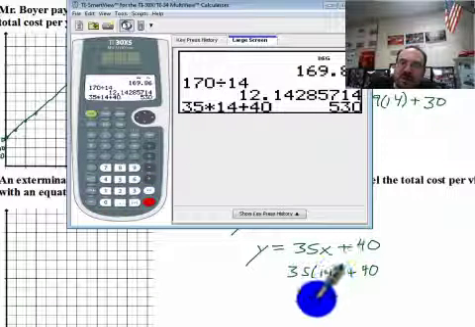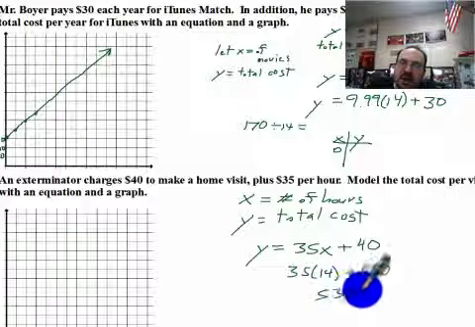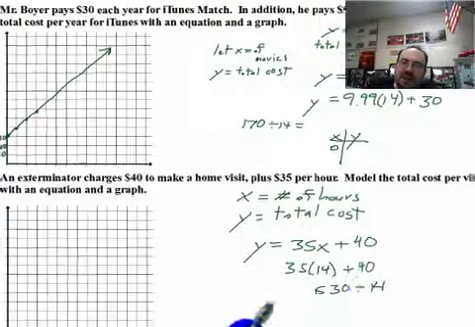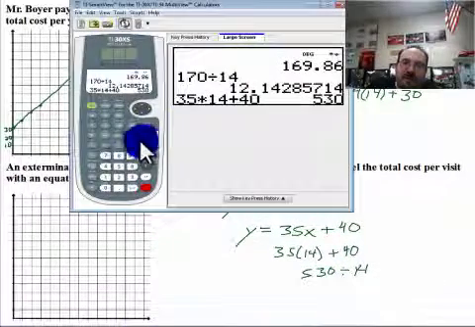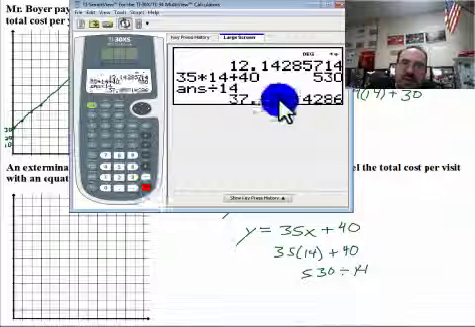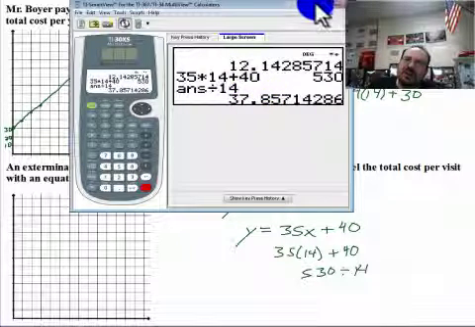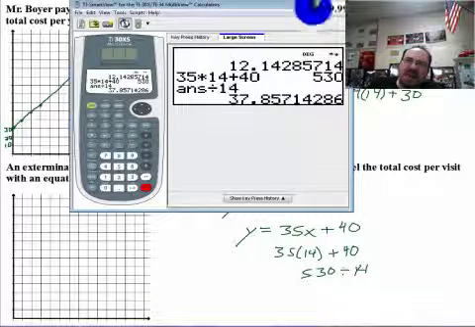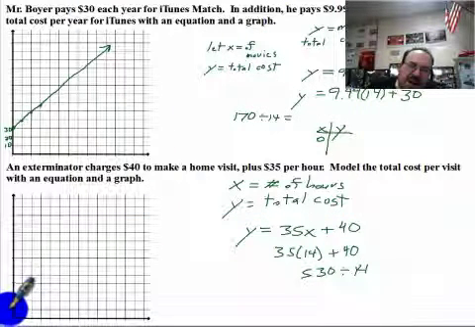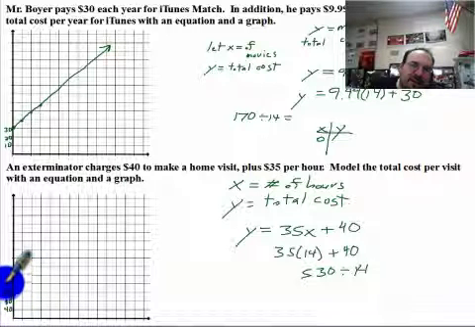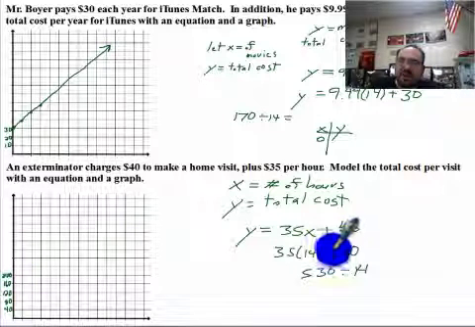Okay, 35 times 14 plus 40. And that gives me 530, okay? And then I had 14 spaces, so if I divide that by 14, I end up with 37. So I guess I could go by 30 every time, or I could go by 40 every time. That would be okay. So let's go by 40, 80, 120. I almost want to go by 50s because it's easier, but that's okay. 160, 200, and so on.